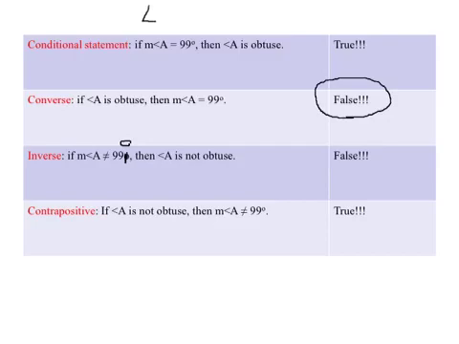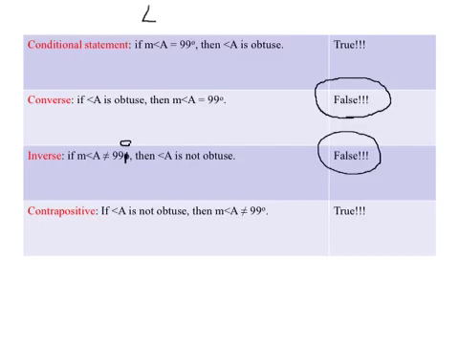Inverse. Okay, inverse said to write the inverse of a conditional statement, negate both the hypothesis and the conclusion. So, if the measure of angle A is not 99 degrees, then angle A is not obtuse. That's also a false statement.